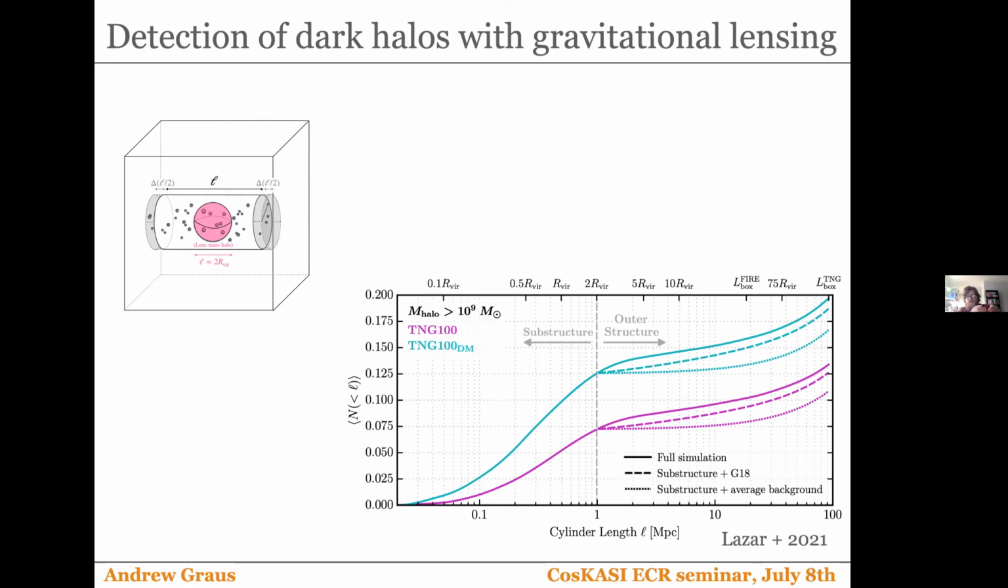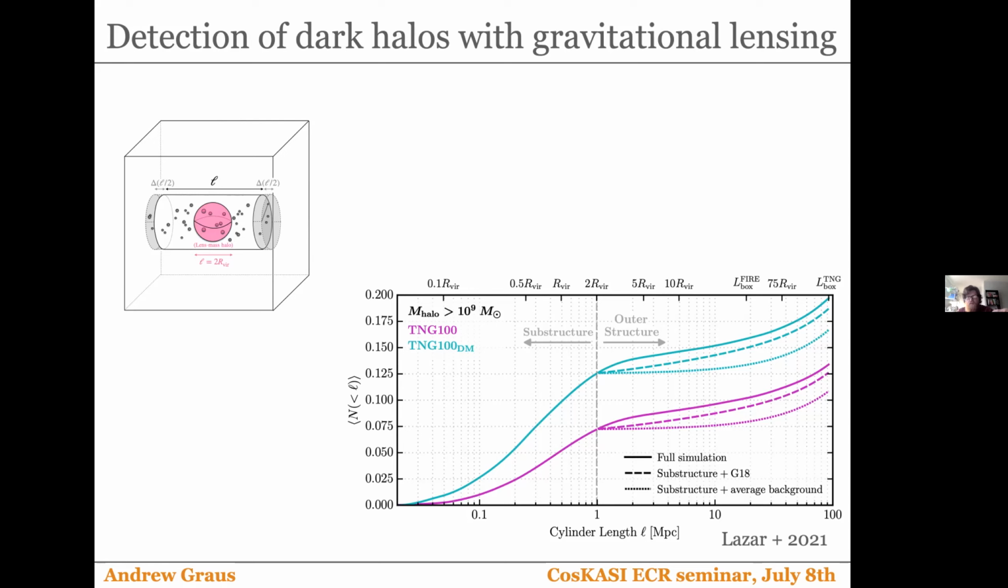And then in the bottom right, what they showed is the average number of subhalos you would encounter as a function of the cylinder length. What you can see is that, in general, one would expect to encounter much less than one subhalo along one of these lines of sight, around one subhalo every 10 sight lines or so. But what's interesting is the pretty big difference between Illustris, the full hydrodynamics simulation in magenta, and Illustris, the dark matter only version in cyan.